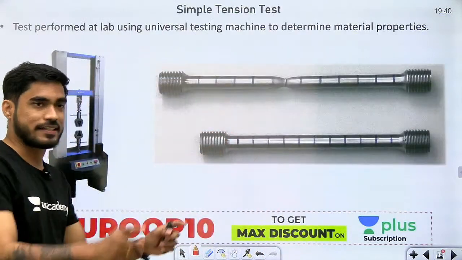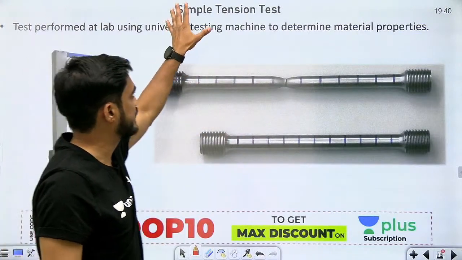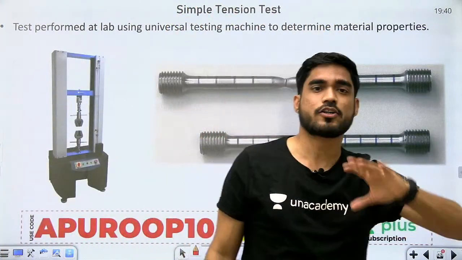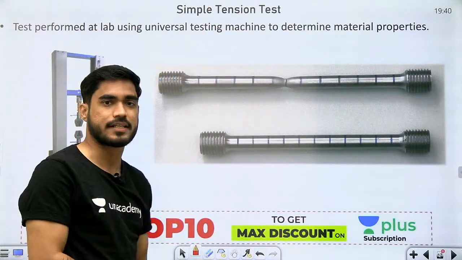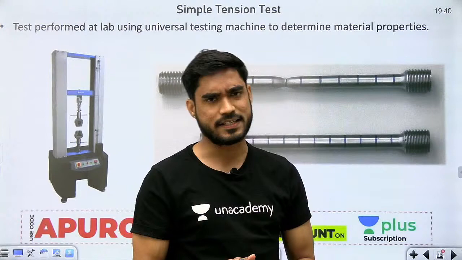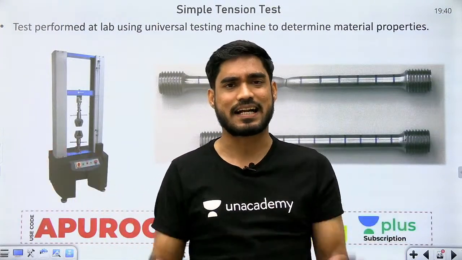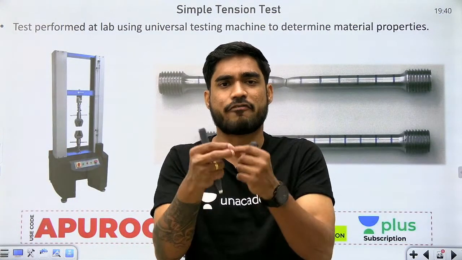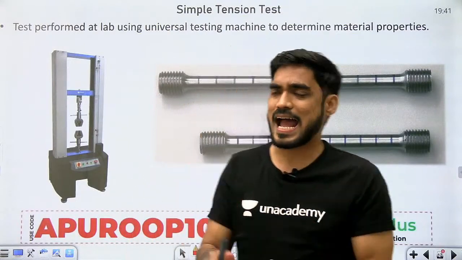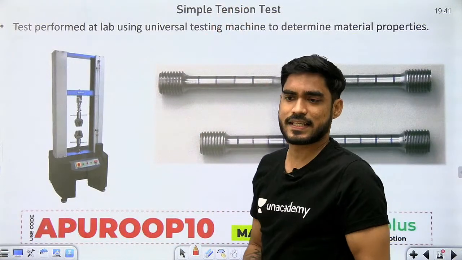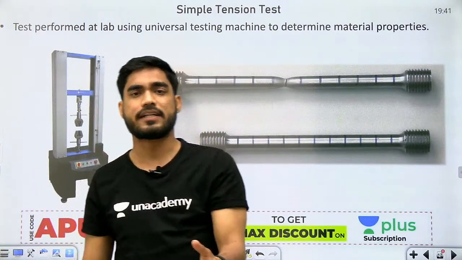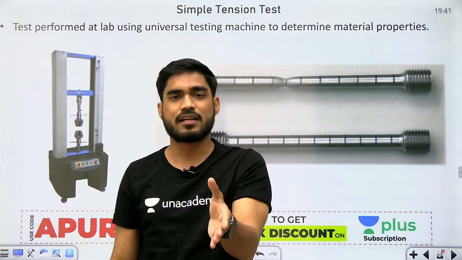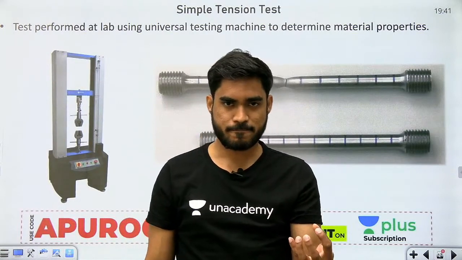So beta, first of all, we will discuss simple tension test. In order to understand what is stress strain diagram, we have to discuss simple tension test. Now, what is simple tension test? There are several tests conducted in laboratory in order to find the material properties, and simple tension test is one of those tests. It is a test performed in laboratory in order to find material properties.